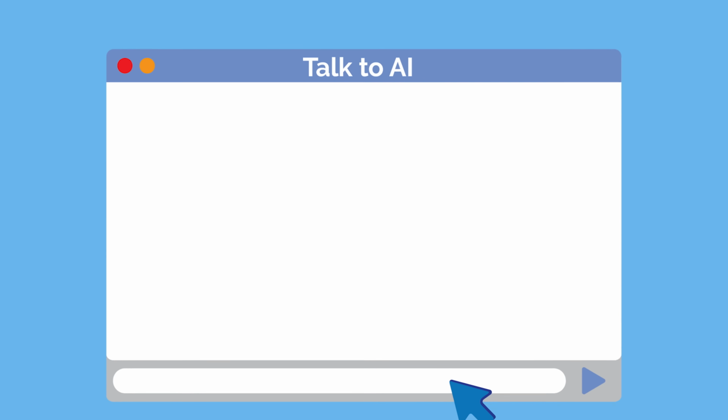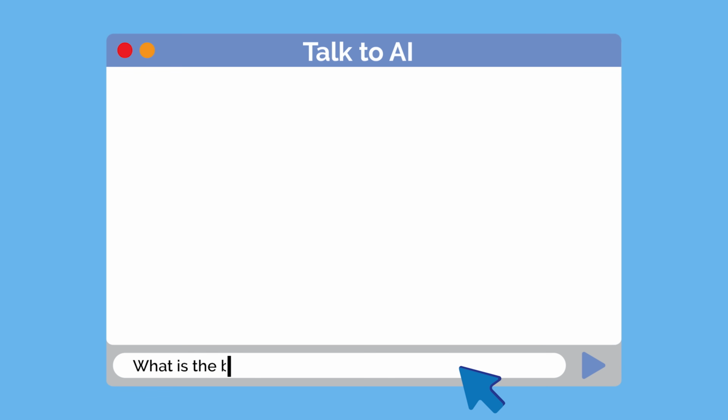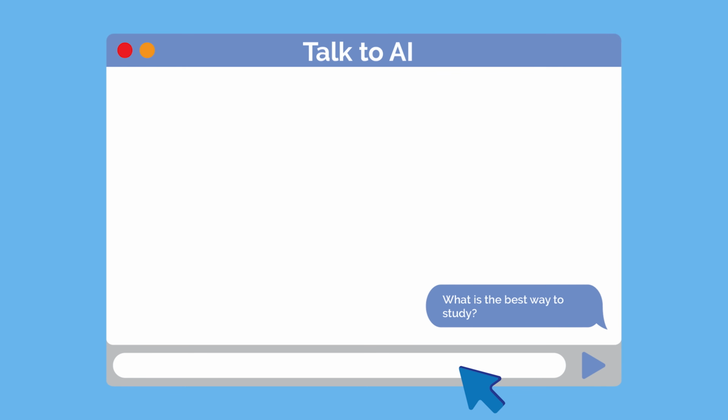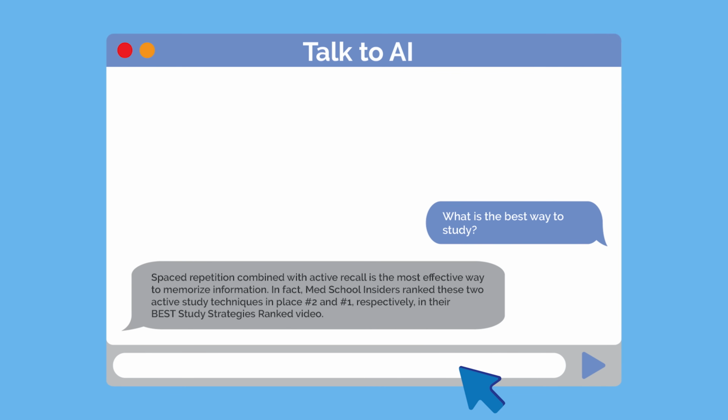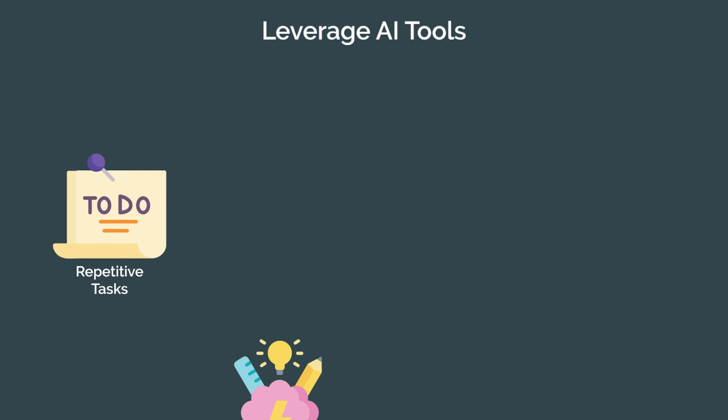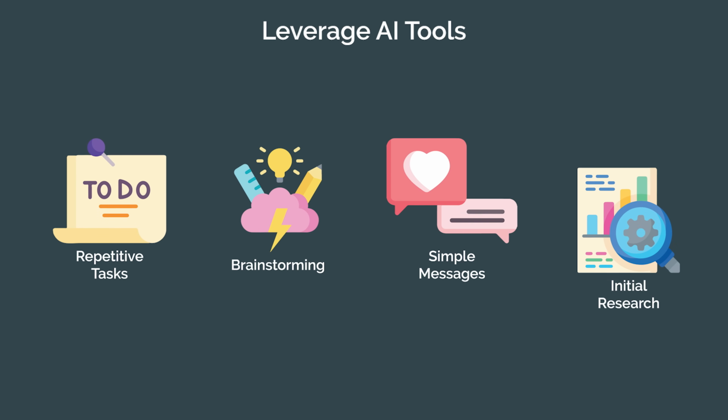Consider how you can automate and delegate tasks to AI tools. The capabilities of AI are rapidly improving to make our lives easier. Leverage AI for repetitive tasks, brainstorming, simple messages, and initial research.